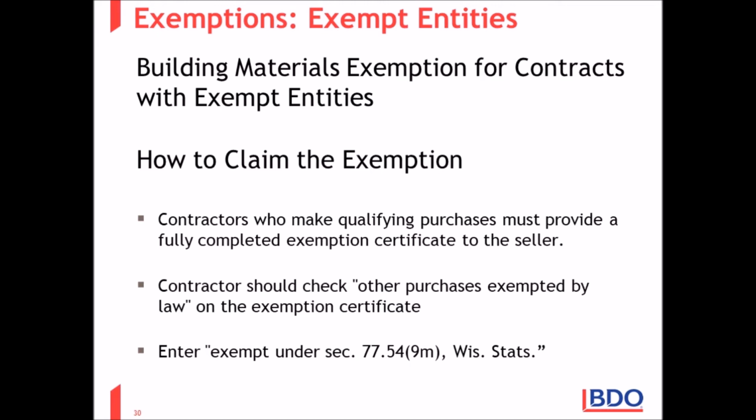Same thing here. The part that's a little bit tricky is, even though that exemption certificate form is 2 pages long and has a whole long list of little boxes you can check for different exemptions, you will not find a box there for this particular exemption. So the Department of Revenue says what you should do is, there is a catch-all box labeled Other Purchases Exempted by Law. You should check that box, then there's a blank next to it, and you should write in that blank, exempt under section 77.54(9m) Wisconsin statutes. And that will indicate to your vendor the exemption that you're claiming, and as long as you otherwise correctly and completely fill out the certificate, you should be able to buy your materials tax-free.